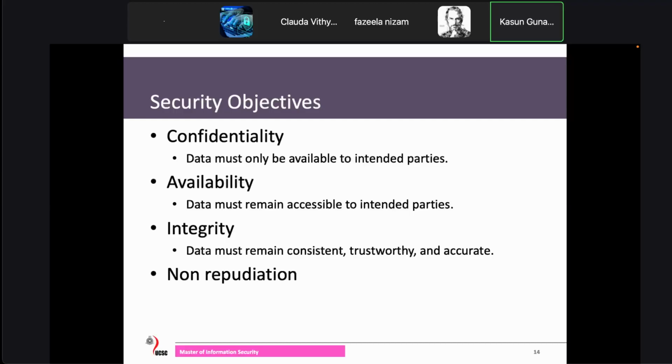And finally, non-repudiation: nobody should be able to refute an action that has been performed or committed. If someone can refuse a performed action or activity, that's a major problem. So the database system should be able to prevent this. Non-repudiation means nobody should be able to deny or refute an action that he or she has performed.